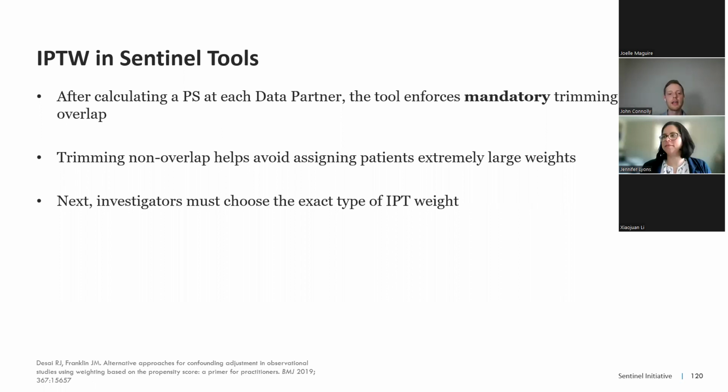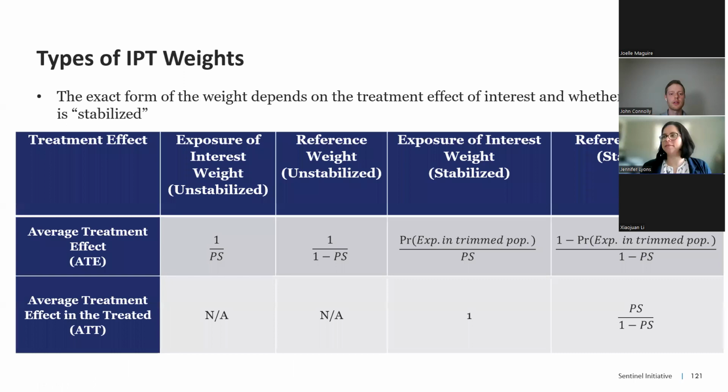The next choice you have to make as you're putting together your analysis is what exact type of IPT weight you'd like to use. So here are the options that you have. There's a couple choices here. You can either choose to use weights that will allow you to estimate an average treatment effect or an average treatment effect in the treated. And then if you choose the average treatment effect weights, you have the choice of whether or not to stabilize them. So we'll talk about these weights in a bit more detail in turn.